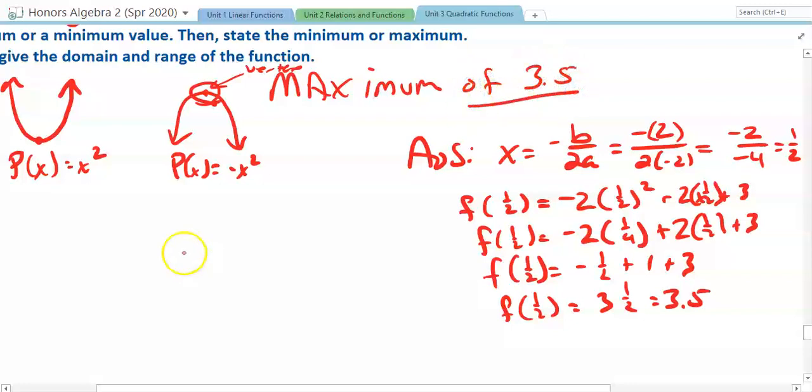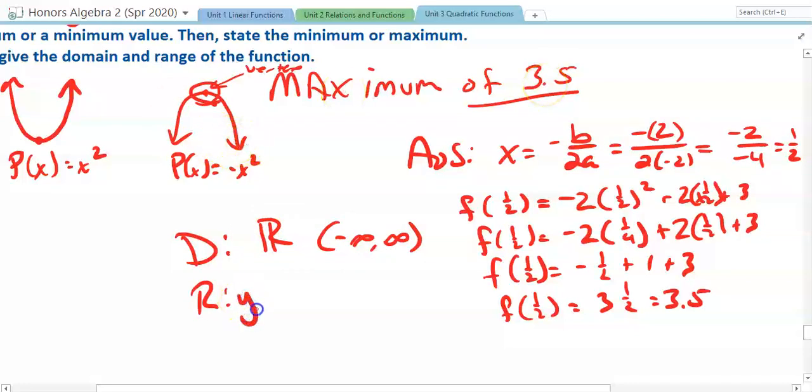And so that's going to give me a maximum of 3.5. And when we talk about the domain and the range of this function, the domain, remember we're talking about x for domain, the domain is all real numbers. Negative infinity to positive infinity, right? The range, remember that's our y values, well, it has a maximum of 3.5. So the y has to be less than or equal to that 3.5, and in interval notation that would be from negative infinity to positive 3.5, and that will be a bracket because I am equal to.